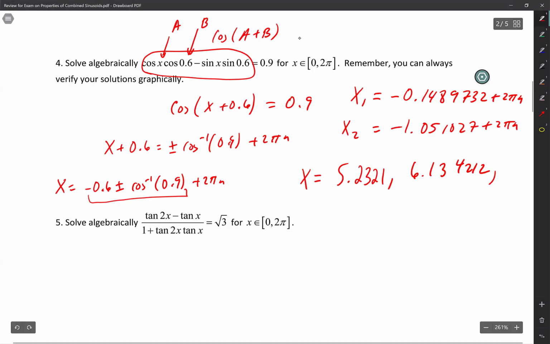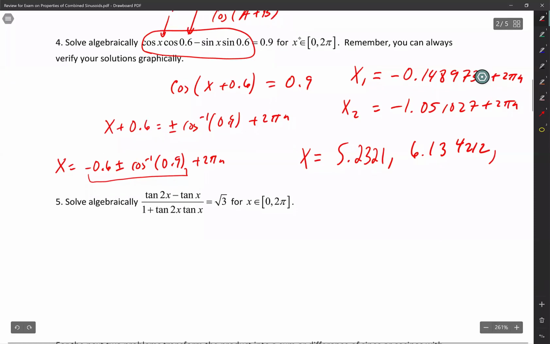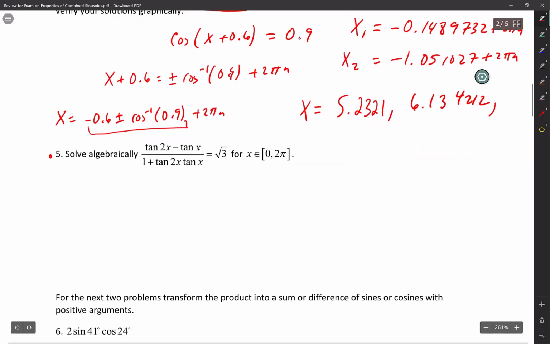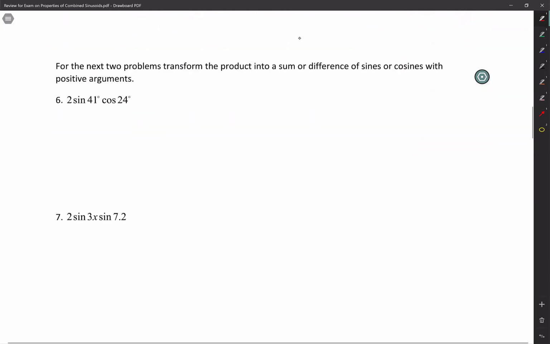Cool, guys, or not cool? Awesome. So there it is. Pretty straightforward. Is it okay if we skip number 5? So number 5 is the same as number 4? Yes. Okay. So look at the next ones, guys.